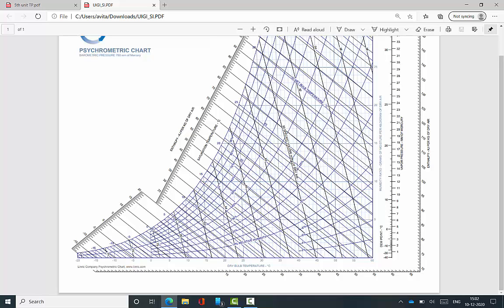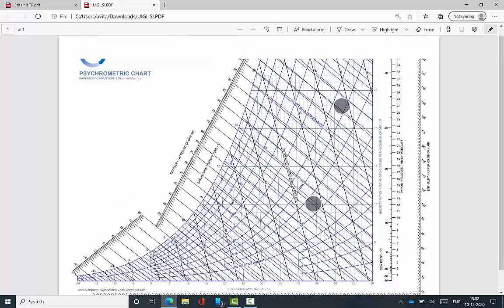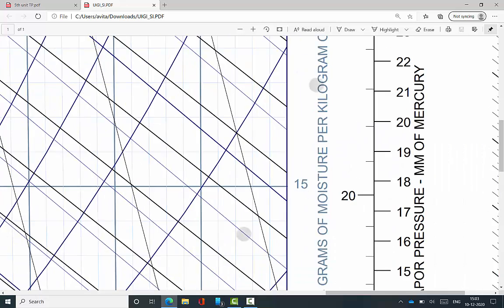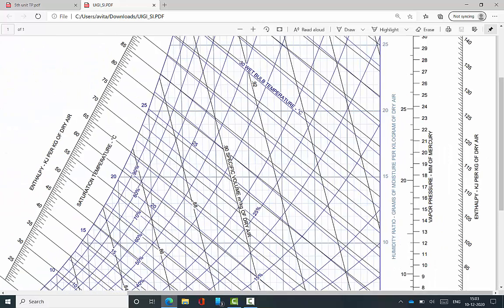Some more values are plotted in the psychrometric chart. Those are specific volume lines. The wet bulb temperature lines are inclined at 45 degrees, and the specific volume lines are slightly inclined from the vertical. Okay, very steep lines.